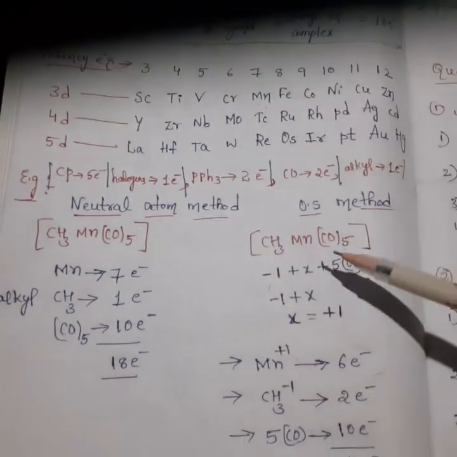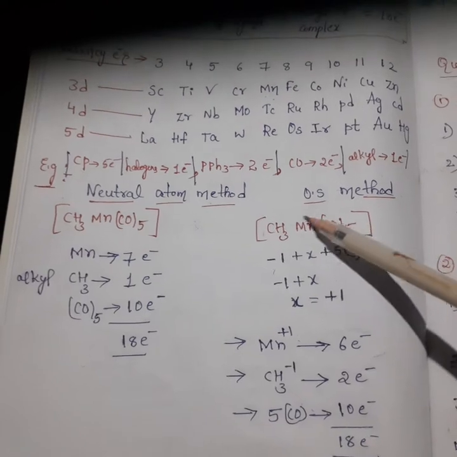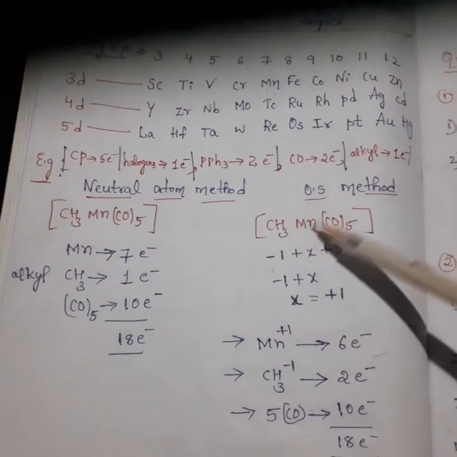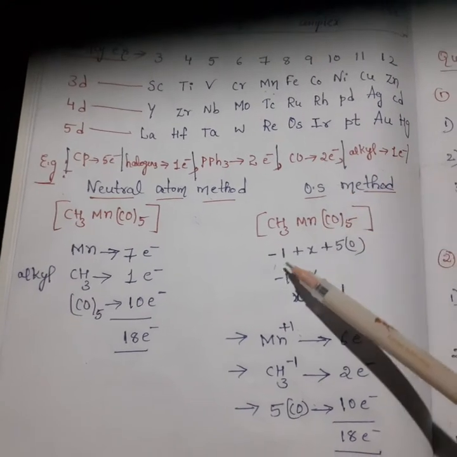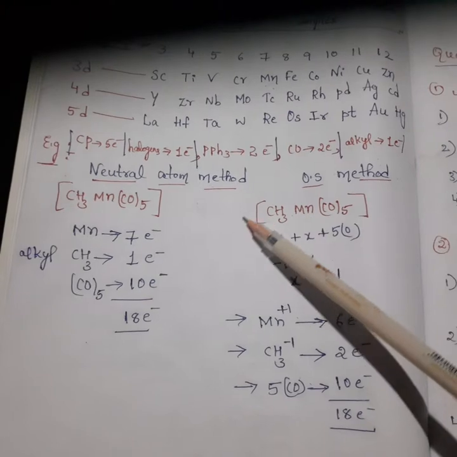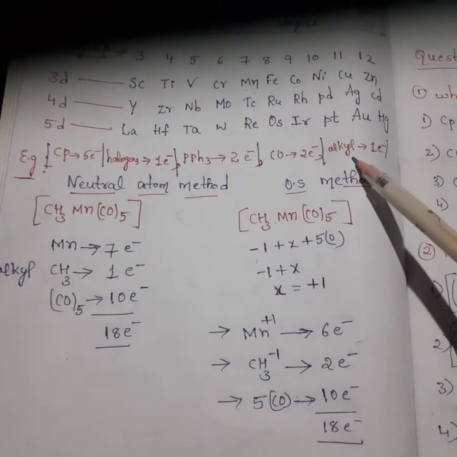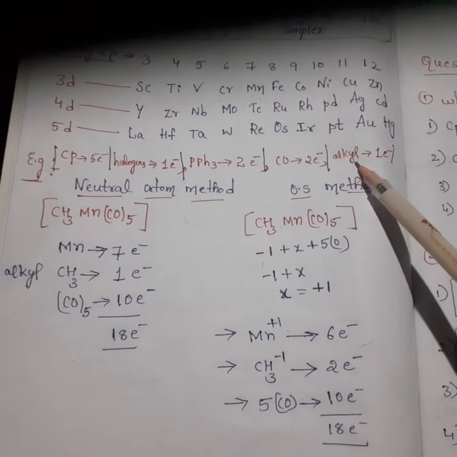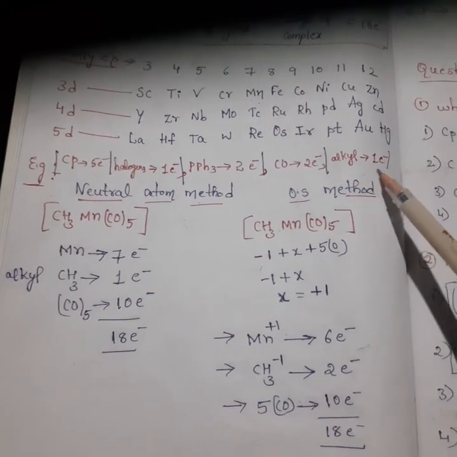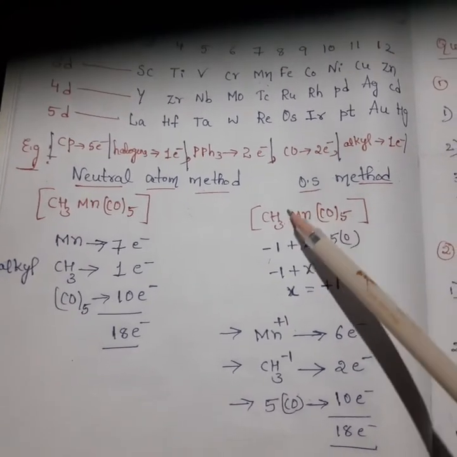Next, let's see the oxidation state method. In this method we should know the charge possessed by this. First, we know that the charge on the alkyl group is -1. In the alkyl group, the electron donating tendency is 1 electron. So here we have to find it for manganese.